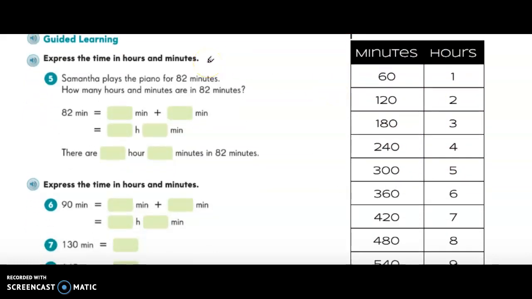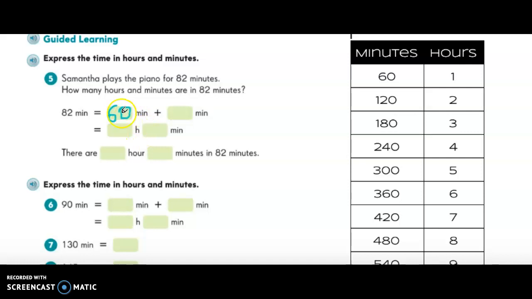Samantha plays the piano for 82 minutes. How many hours and minutes are in 82 minutes? Our first goal is to think about how many hours we can pull out, but we have to think about it as minutes first. So we go over to the chart. We're thinking about this 82 and we can't go over it. 1 hour is 60 minutes, we could do that. 2 hours is 120 minutes, that brings us over, so that is not going to work. We have to stick with this 60 minutes.